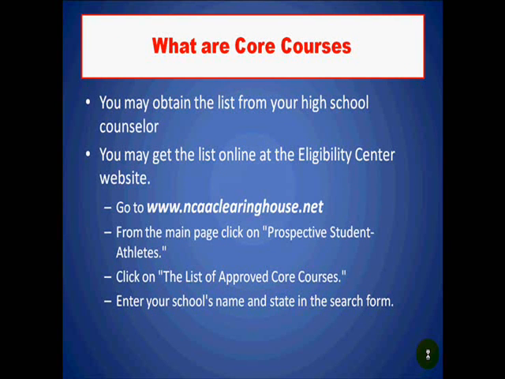What are your core courses? You may obtain this list from your high school counselor, or you can also go to a list on the Eligibility Center website. That's www.ncaaclearinghouse.net, or you can just Google Clearinghouse or Eligibility Center. When you get to that page, you go to the prospective student athletes, click on the list of approved core courses, then you'll enter your school's name and the state in the search form and click enter, and it can give you an idea of what your core courses are for your area. Like I said, you need 16 of those to be able to play Division I and 14 for Division II.